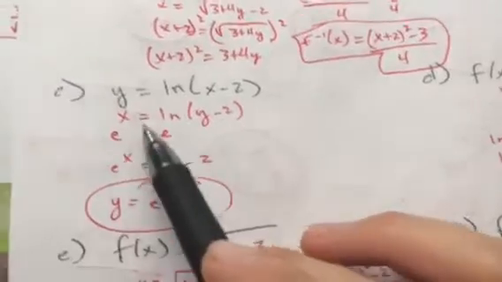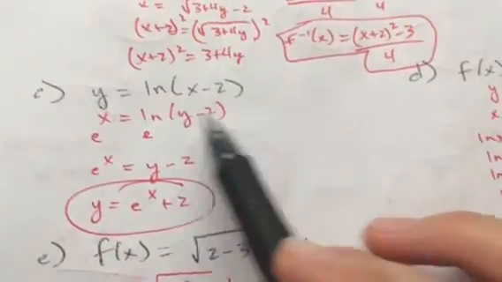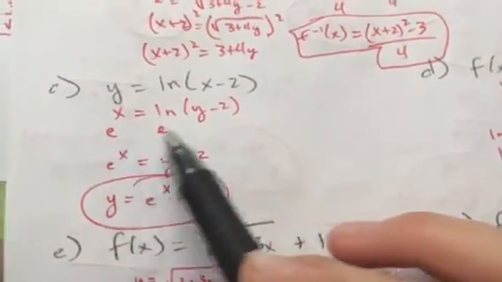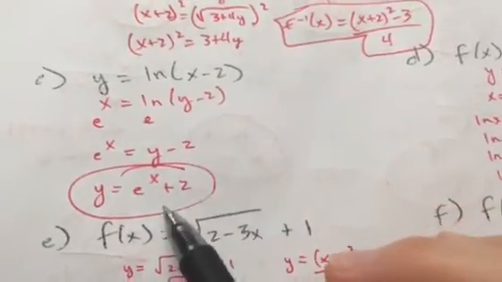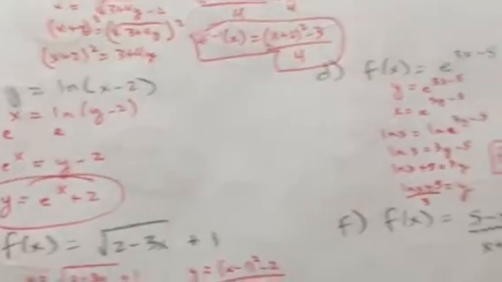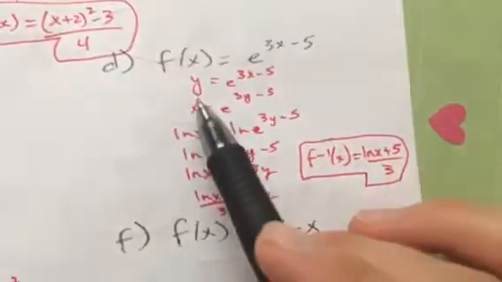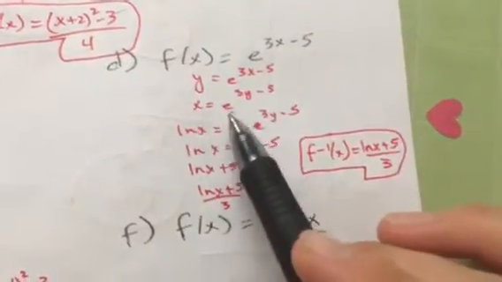Here, it already says y, so I'm going to write it as x equals natural log of y minus 2. Then I'm going to attach e as the base. That gets rid of that. Now I have e to the x is y minus 2. Add 2 to both sides. There's your answer.